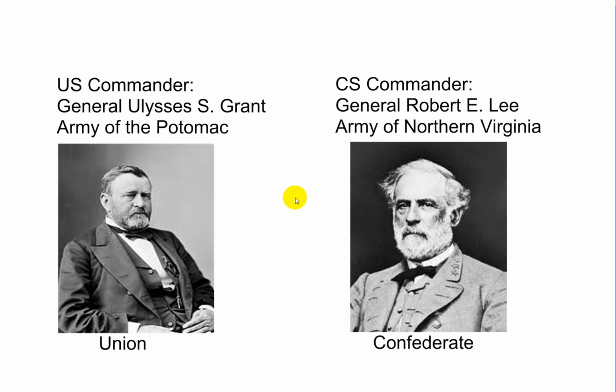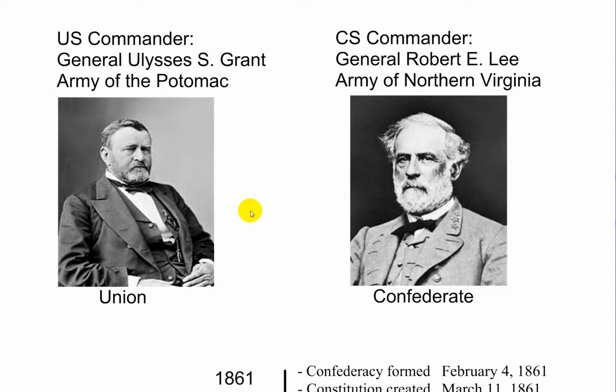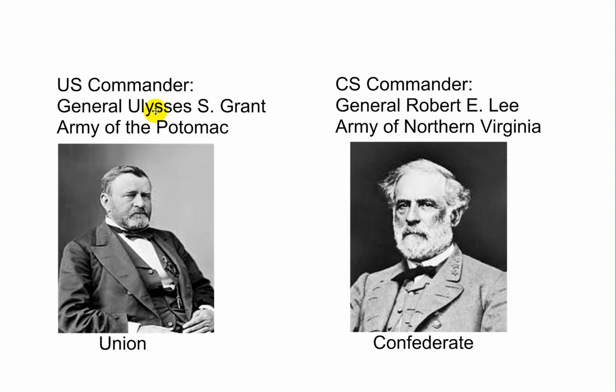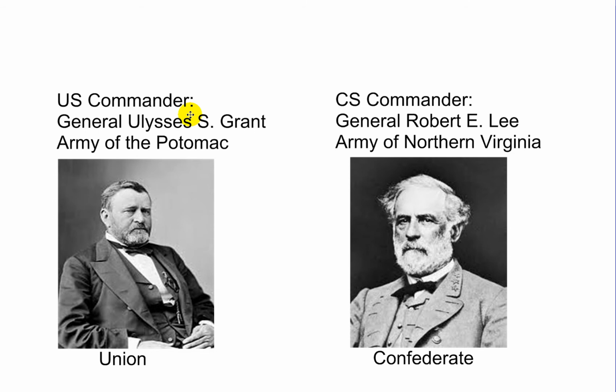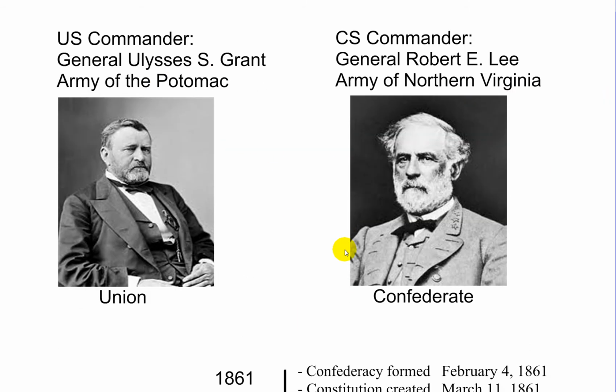Robert E. Lee had command of the Army of Northern Virginia for the most part of the war, and in 1865 he got command of the whole Confederate Army. General Ulysses Grant took command of the Army of the Potomac. I can't remember if it was 1863 or 64. It was 64. And he actually pushed back the Confederacy and eventually gave the Union victory.